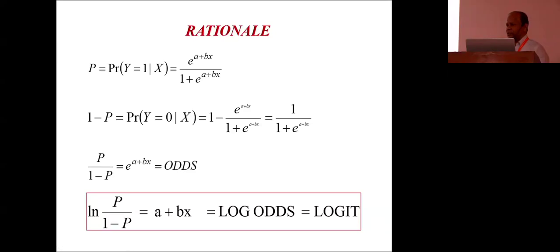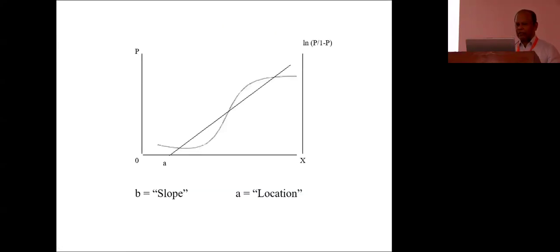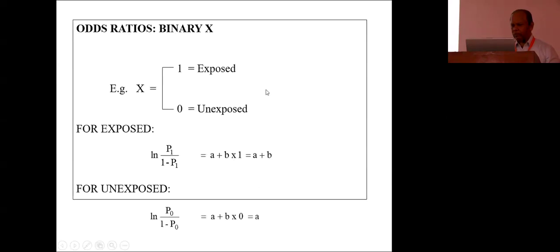Is that right? So how do I get rid of this? For an example, this is a sigmoidal curve. Probabilities 0 to 1, and this is your x variable. The probability has a sigmoidal curve. When you take the logarithmic transformation, it becomes linear. Okay, let me skip some of the slides.